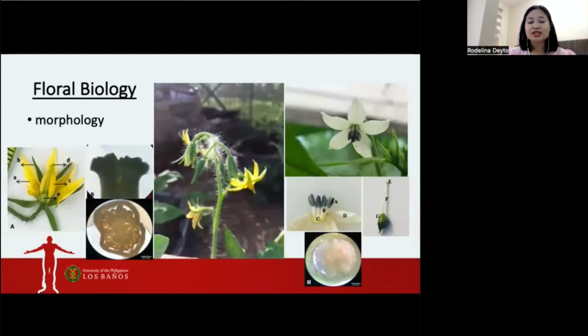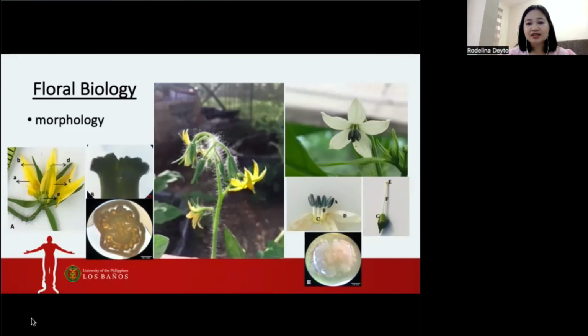The first one is floral morphology, or the characteristics of the flower. This is done by dissecting the flower and then examining the shape, the size, color, and its floral position relative to the plant axis. So this is the flower of tomato, and this is the flower of hot pepper. These are the cross sections of their ovaries, and this is the stigma of tomato flower.